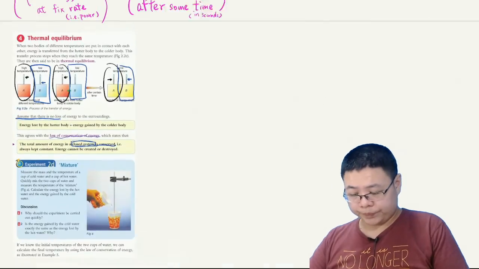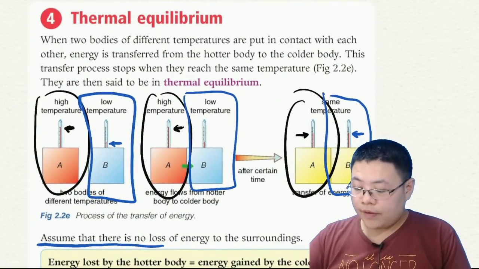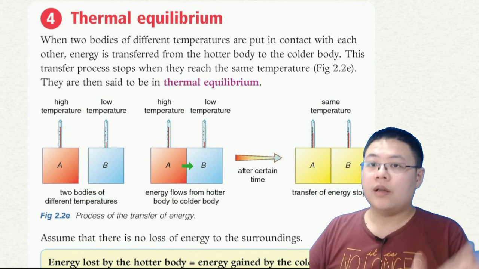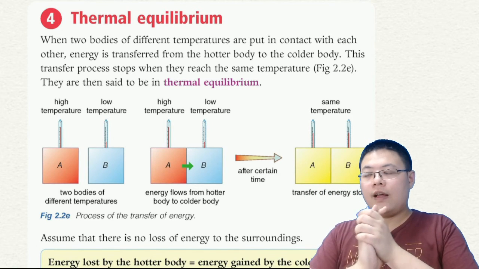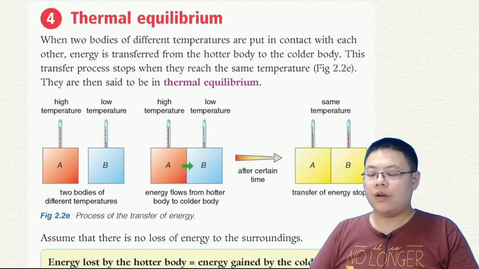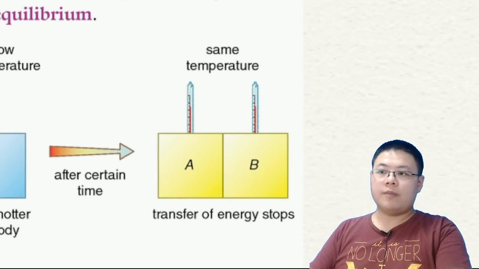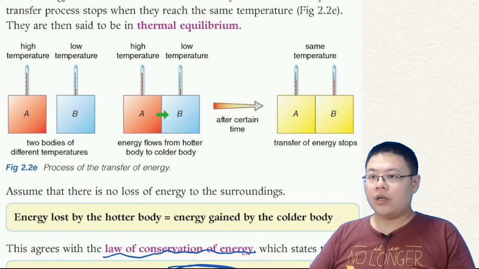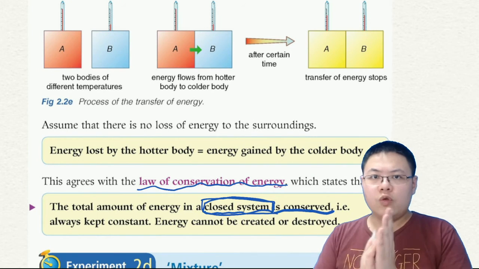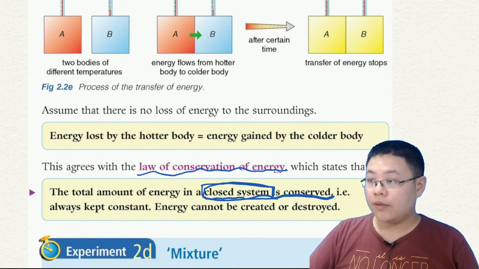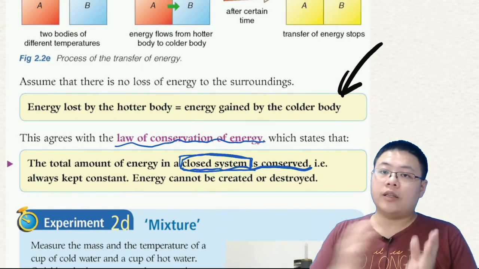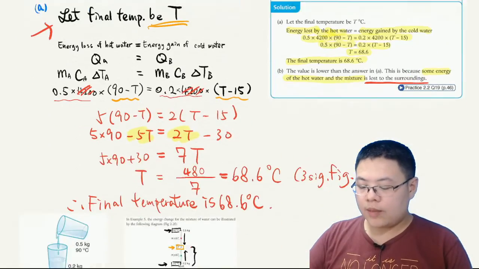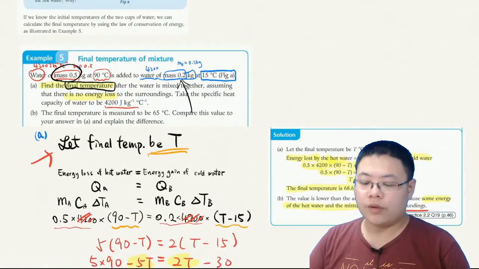Okay. Summary. When you have objects of different temperatures, they will have energy transfer, and they will finally reach the same temperature. This is due to heat exchange. And if there is no energy loss, you can make use of this yellow box here. Energy loss by the hot object is equal to energy gain by the cold object. And then in these two examples, you know the process to calculate it.